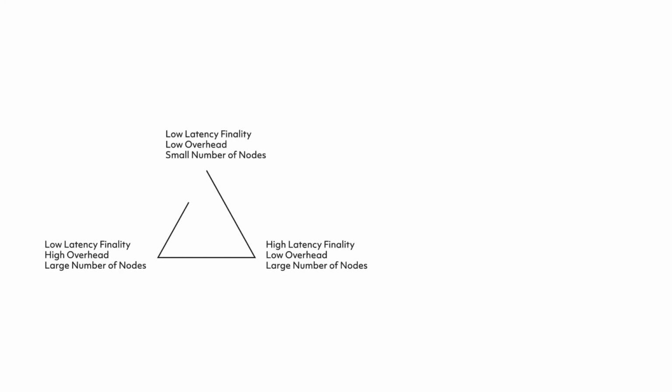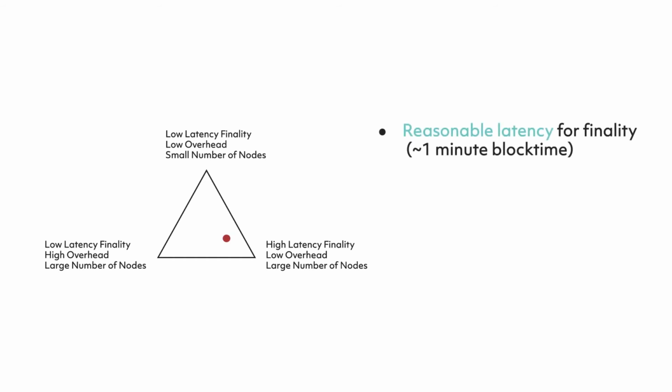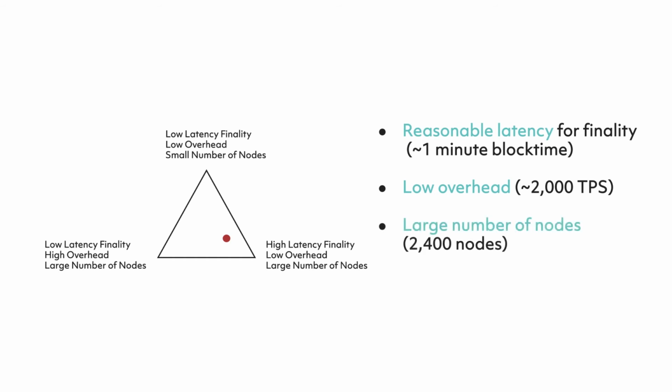So to visualize what technical problems Zilliqa solves, let's go back to our diagram of the dilemma of blockchain. Zilliqa would be placed right about here, with reasonable latency for finality, around 1 minute block time, low overhead, around 2,000 transactions per second, and a large number of nodes, around 2,400 nodes.